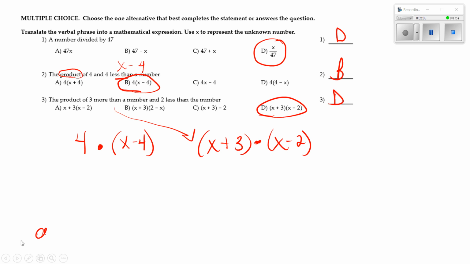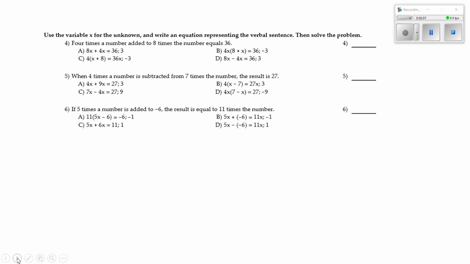All right, let's look at a few more. 4, 5, and 6. Now, there were some questions about what these semicolons meant. I know we practiced some the day before, but some people didn't ask what they meant. So this says use the variable x for the unknown and write an equation representing the verbal sentence. Then solve the problem. What's after the x is what you get if you were to solve the problem.